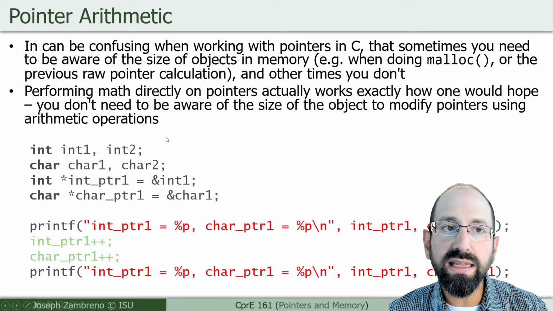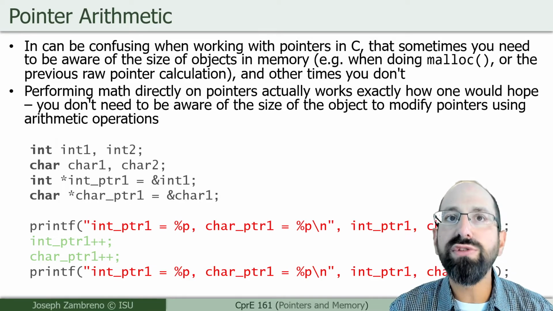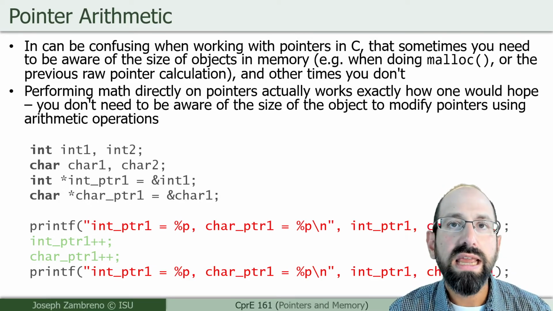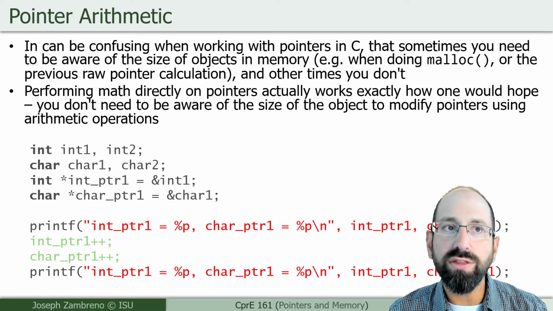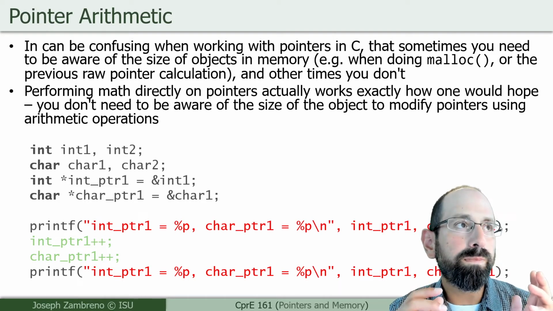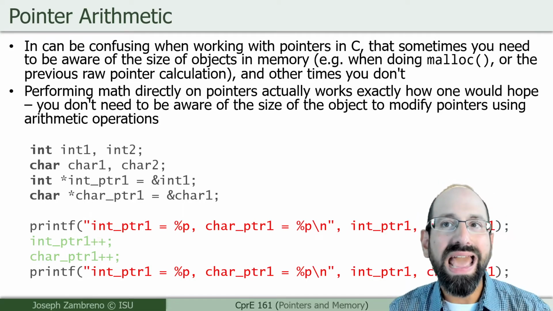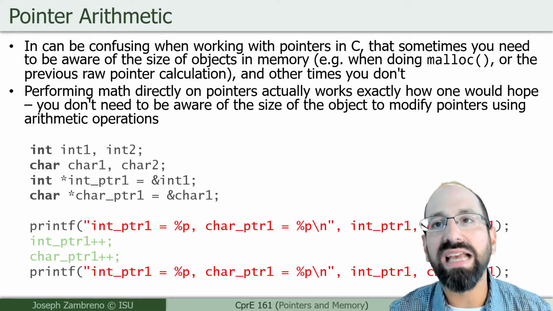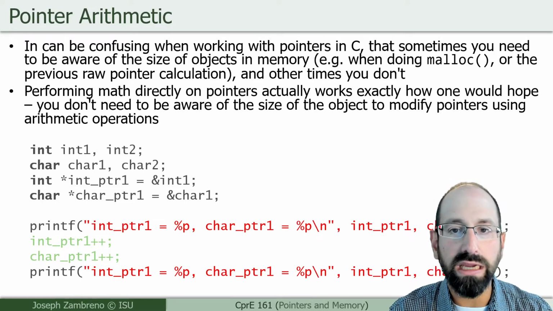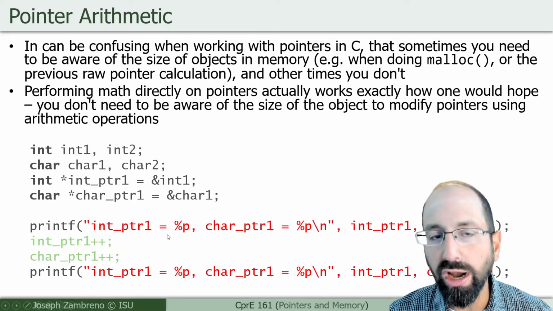And finally, although I don't have the code to show for this, it can definitely be a little confusing when working with pointers in C that sometimes you have to be aware of the size of objects in memory, and other times you don't. But as a language, doing arithmetic on the pointers actually works exactly how you would hope. You don't actually need to be aware of the size of the object to modify pointers using arithmetic operations. I don't have this code to run to show you, but you can try it yourself.